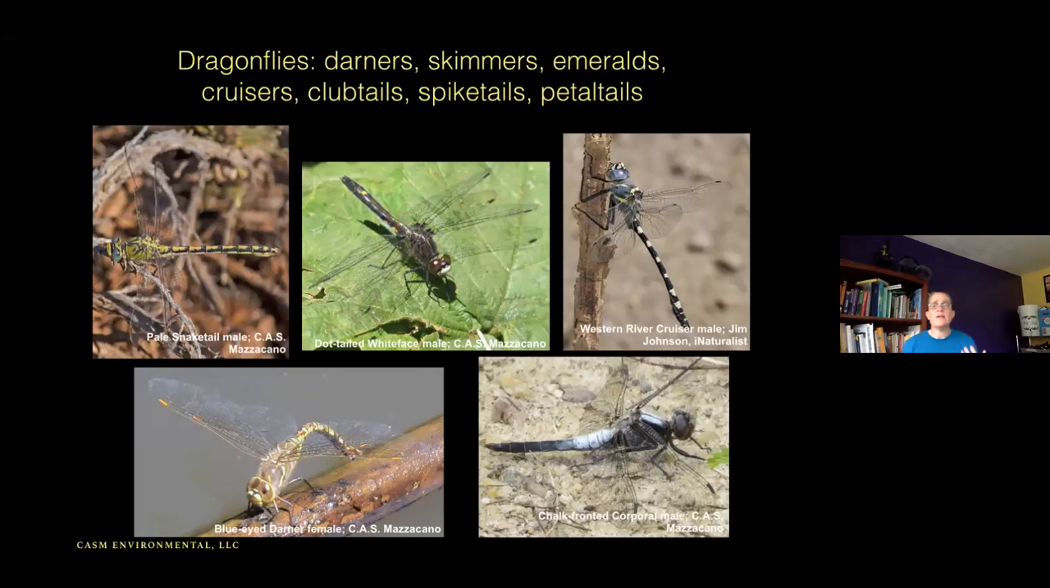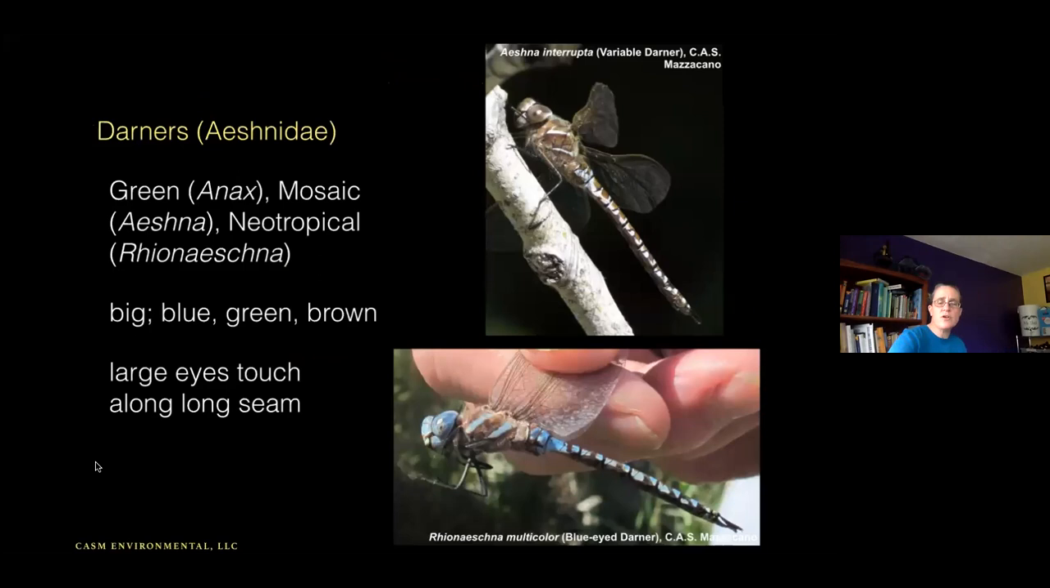So breaking those down a little bit, we'll start with the darners. Darners are the largest, generally speaking, just physical size of the dragonflies that you're gonna see, although some darners are bigger and some darners are smaller. The family name is given in parentheses after the common name. So these are called the Aeshnidae, and there are a few different types, a few different genera. So there are green darners, and that's the genus Anax, what are called mosaic darners, genus Aeshna, and neotropical darners, which is Rhionaeschna.